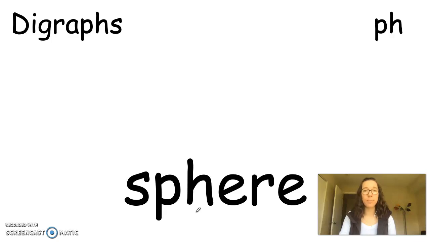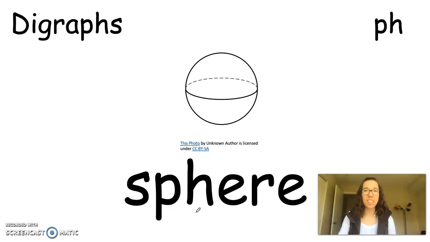S, ph, er, e. This is a tricky one. Sphere, good job. A sphere is a 3D circle. It would be the shape of a ball or something you would roll on the ground.